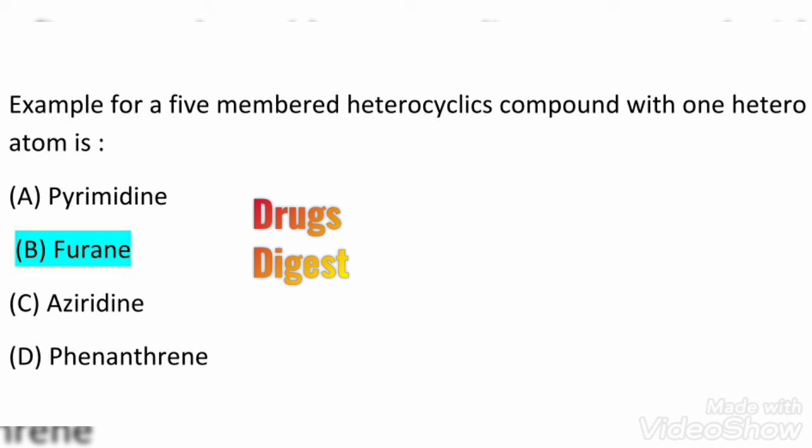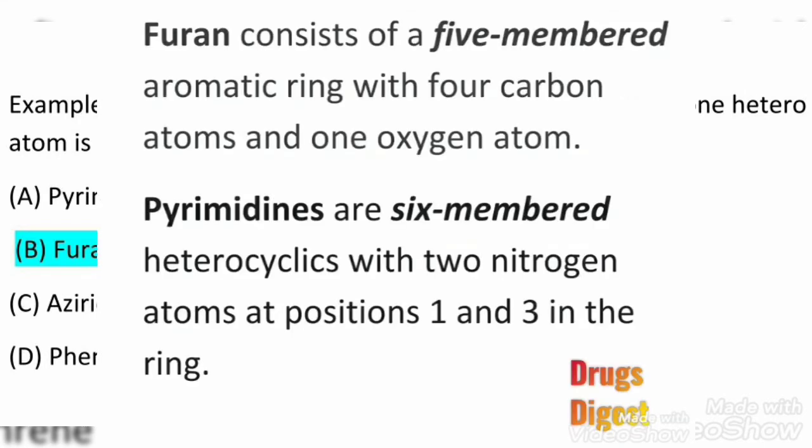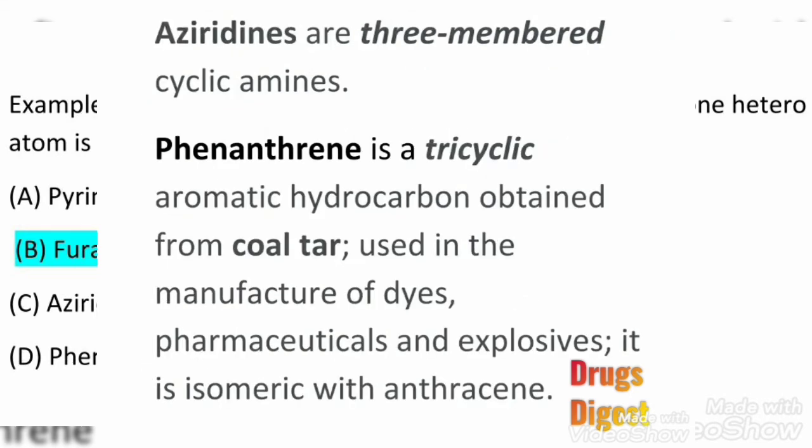Next question. Example for a 5-membered heterocyclic compound with 1 heteroatom is. Options are pyrimidine, furan, aziridine and phenanthrene. The right answer is furan. Furan consists of a 5-membered aromatic ring with 4 carbon atoms and 1 oxygen atom. Furan 5, we can memorize like that. Pyrimidines we have already discussed. Pyrimidines are 6-membered heterocyclics with 2 nitrogen atoms at positions 1 and 3.